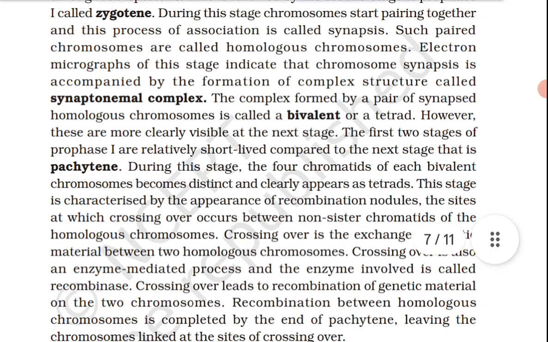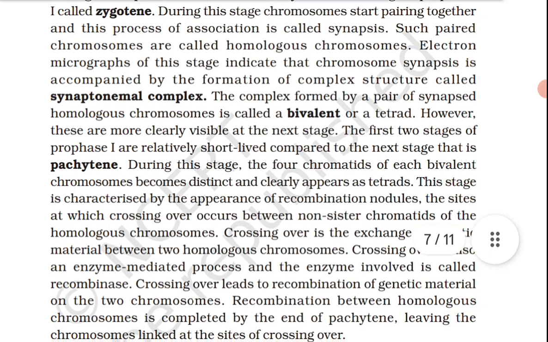The stage between the two meiotic divisions is called interkinesis and is generally short-lived. There is no replication of DNA during interkinesis. It's a correct, true statement.